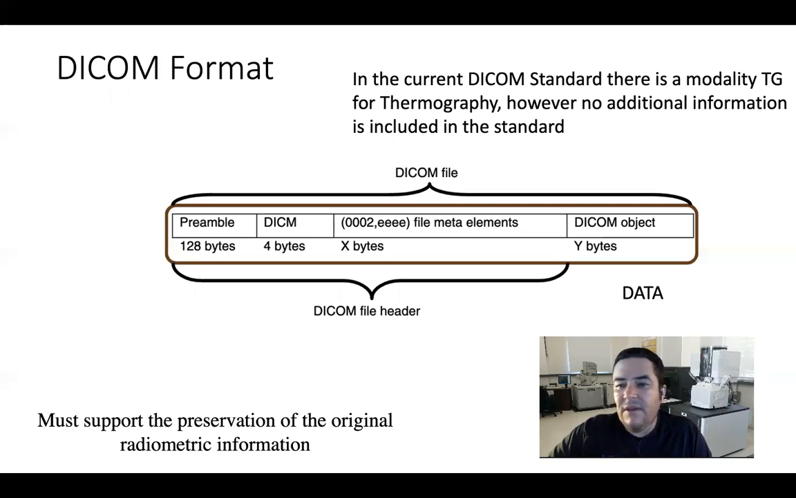Something that's very important for thermography to save it in a standard format is that we need to preserve the original radiometric information, and that's very important. I mean, in order to do interpretation, like remote interpretation, telemedicine, for example, or to do like big data analysis.